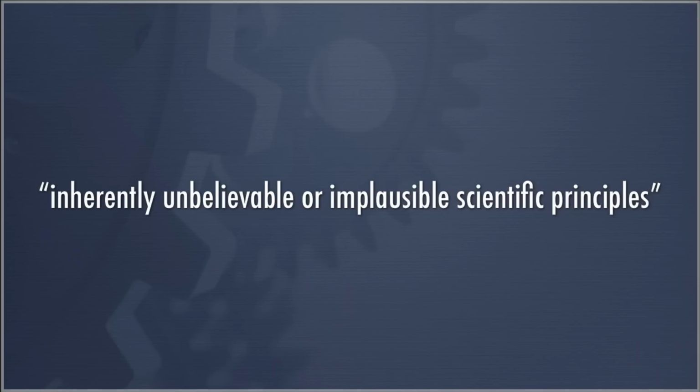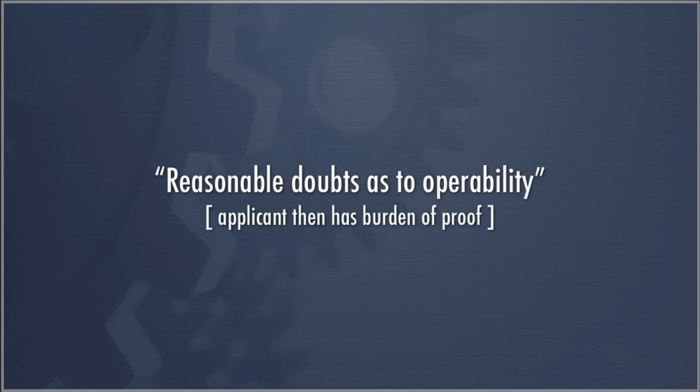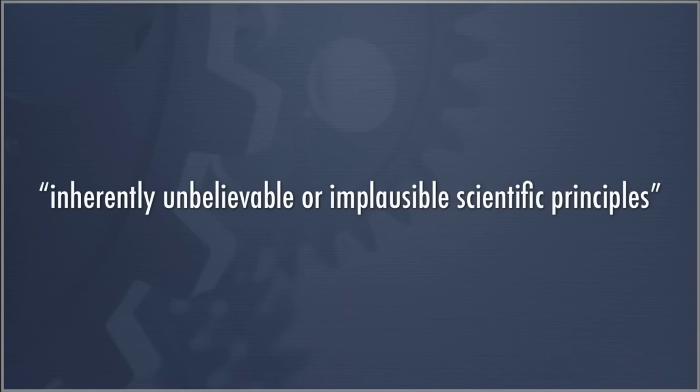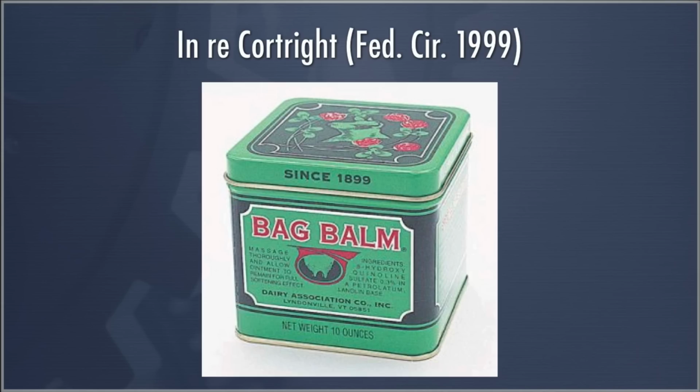And what do we mean by reasonable doubts as to operability? Well, that's a pretty narrow concept in the law. The basic idea is that the PTO is supposed to assume that you are properly stating operability unless your invention is based on inherently unbelievable or implausible scientific principles. Inherently unbelievable or implausible scientific principles. And the key case on this is the In re Courtright case. In re Courtright deals with a use patent for Bag Balm.